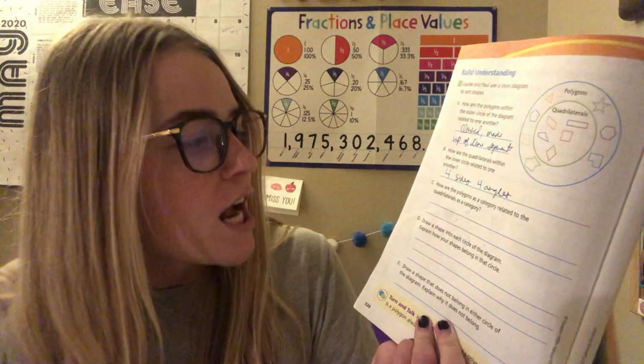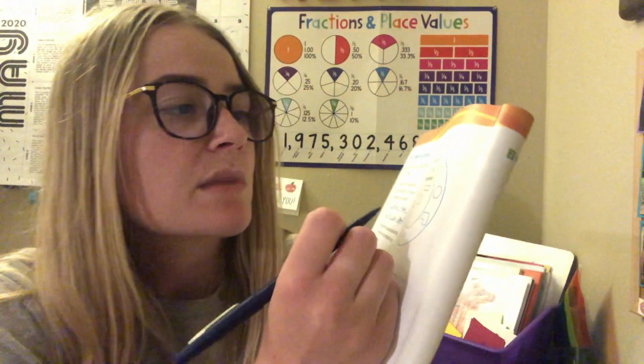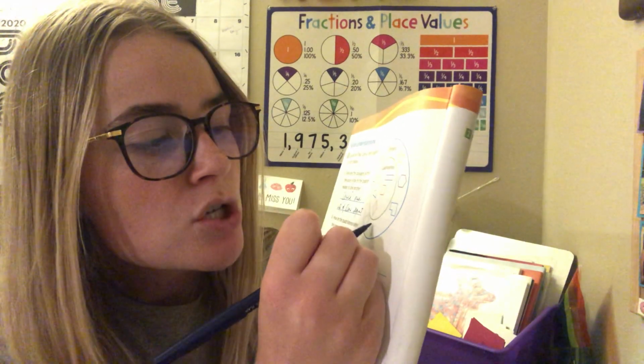Then part D says, draw a shape into each circle of the diagram. Explain how your shapes belong in that circle. So if I were to draw a polygon in the outer circle, it is going to have more than or less than four sides and four angles. Why? Because if it was four sides and four angles, I would just put it in the quadrilaterals. So I don't want that. I want something more or less. So I'm going to do a triangle.